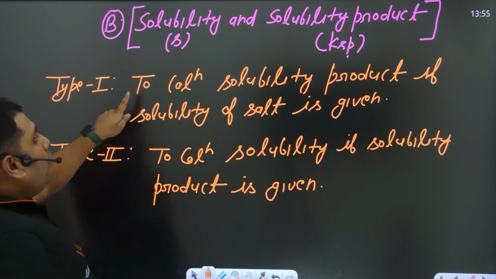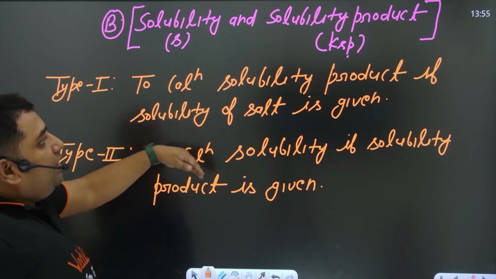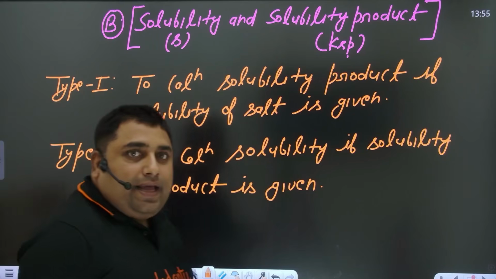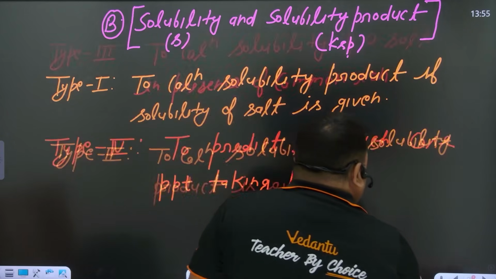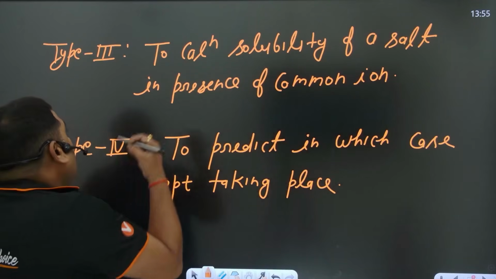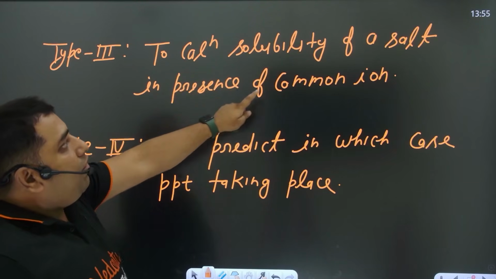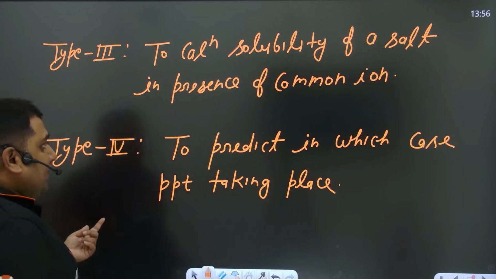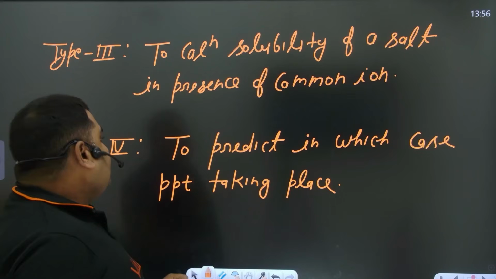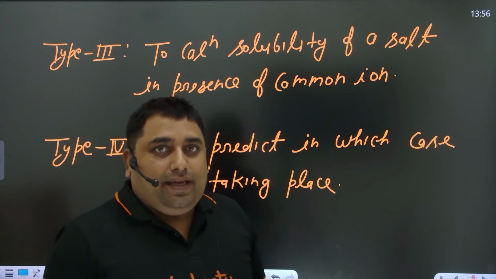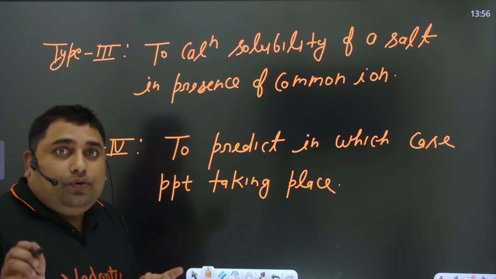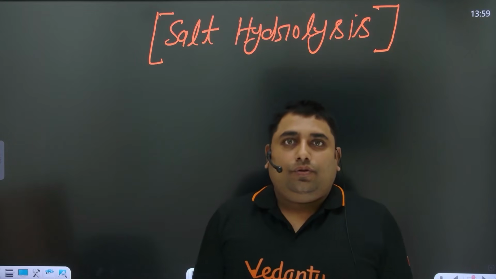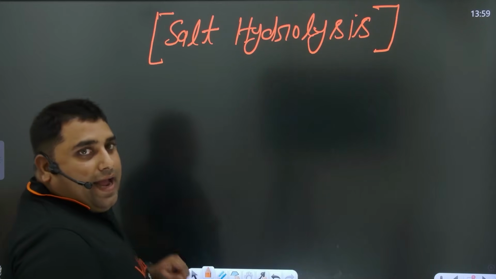The first type is to calculate solubility product if the solubility of the salt is given. The second type is to calculate solubility if the solubility product is given, right? The third type of question asked in this concept is to calculate the solubility of a salt in the presence of a common ion, right? And the fourth type is to predict in which case precipitation is taking place. So this session is for you if you want to build confidence on these types of question. Now we are going to start salt hydrolysis, right?